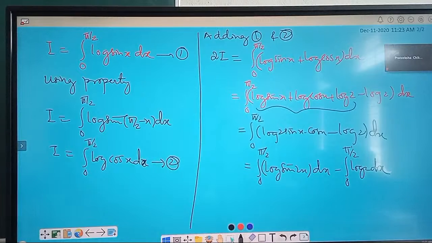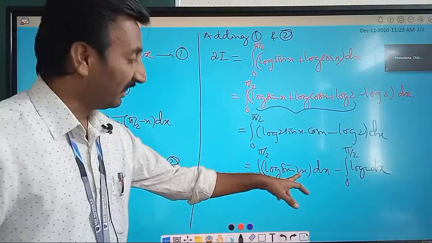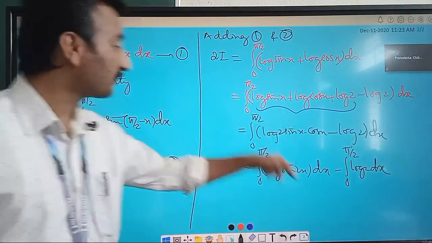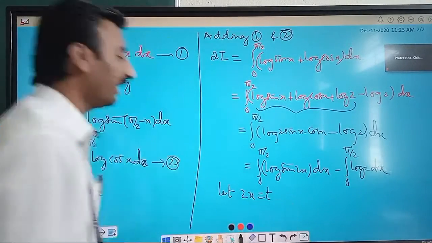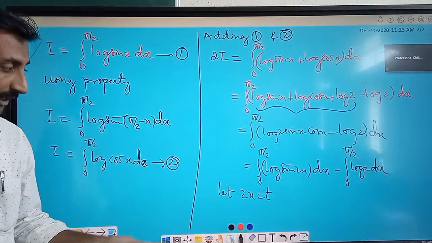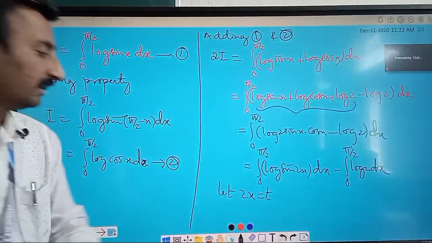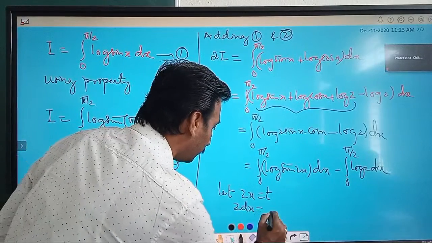Yeah, continue this, but finally I am interested in this 2x being x. So let us take 2x equal to t. So when you take 2x equal to t, then x has to change in terms of dt. So I write 2 dx equal to dt.